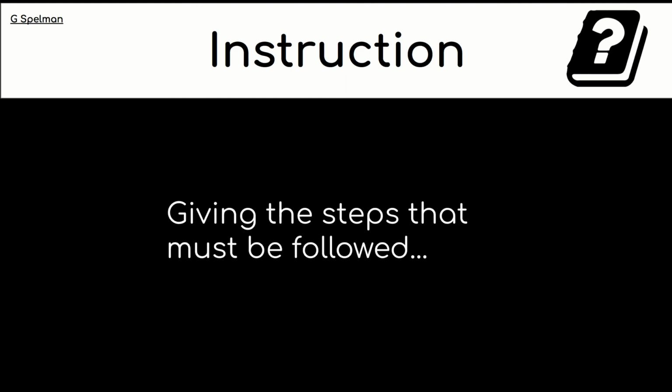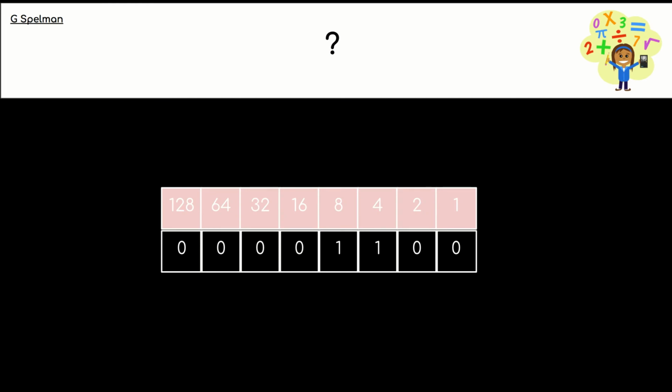What does the word instruction mean to you? Maybe pause the video to think about this or look it up. So I have looked up this word and I have found a definition that comes very close to our use of the word instruction in computer science. So an instruction is giving the steps that must be followed. So we're going to go through the steps that must be followed in order to perform a binary shift on this byte.